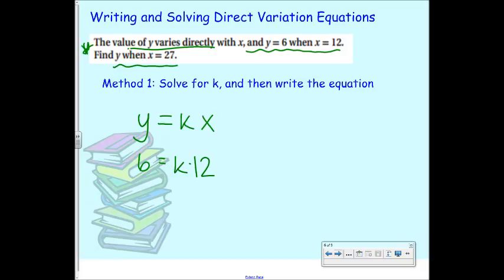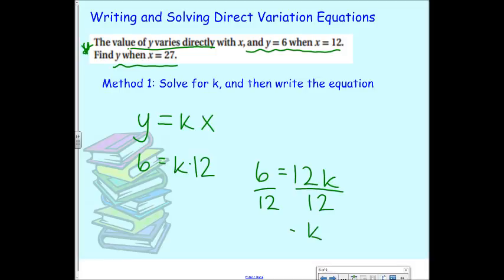Let me write it this way and see if that helps. Divide. All right? So I divide by what? 12, because I need to get k by itself. So now I know that k is equal to 6 over 12, which is what? 1/2. So that's equal to what decimal? 0.5. Okay, so that's k. K is 1/2 or 0.5.